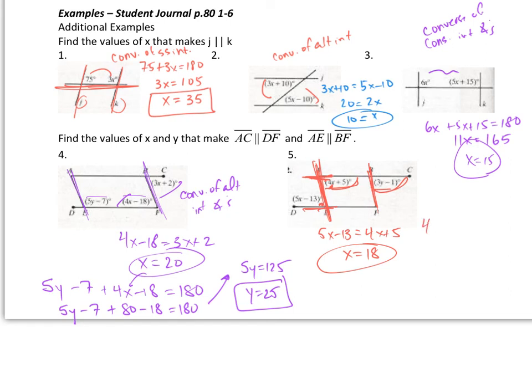Now, these would be corresponding, so converse of corresponding, and that would give me these two lines right here parallel. So that would mean 4x plus 5 equals the 3y minus 1, but I already know what x is, which is 18. So this gives me 4 times the 18, which would be 72, plus 5 equals 3y minus 1. So 77 equals 3y minus 1. 78 equals 3y. So y would be 26. All right.